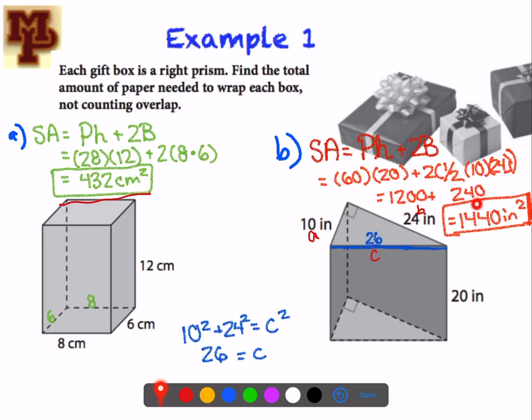10 times 24 gives us 240. Combining those gives us 1,440 inches squared. Now, again, make sure that you are labeling your units. In the homework, they'll already have this portion labeled for you, so you don't actually need to enter that in when you enter your answer. If you do, it'll count it wrong, but this will be included.